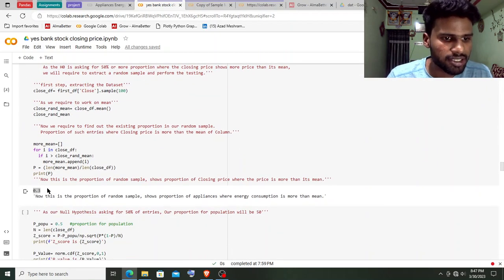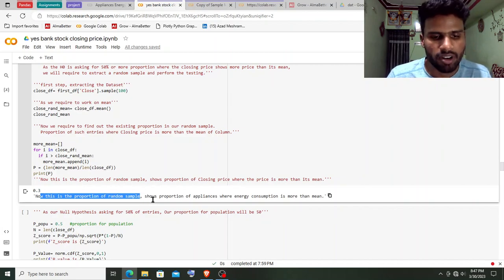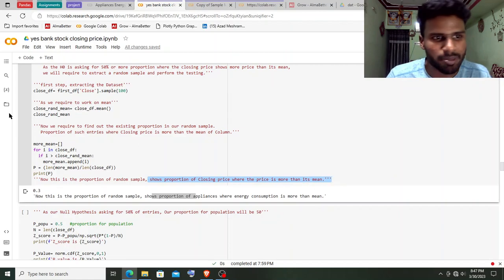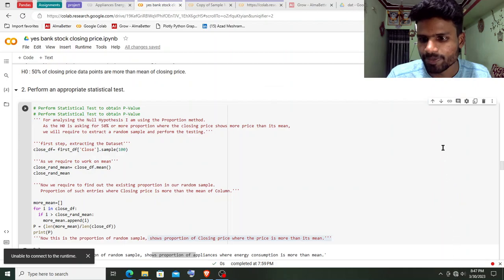And 0.3 is my proportion value. Now we could read this. This is the proportion of the random sample which we have taken from our data set. Okay, this should be changed: it shows the proportion of closing price where the price is more than its mean. I should be running this.